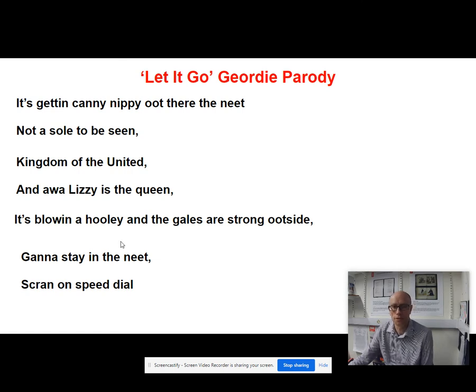So we've got a very distinctive regional dialectical expression here, blowing a gale, so blowing a very strong wind, blowing a hoolie. And again, you've got this distinctive long vowel sound instead of the RP diphthong sound.